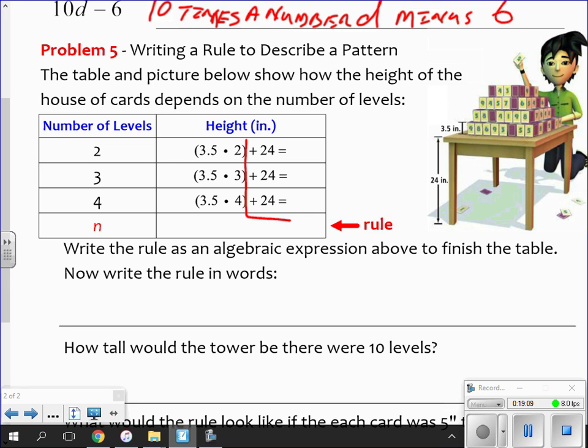Okay. Now, when you're building the house of cards, how tall is one level of cards? 3.5 inches. Okay. So if I have one level, I add 3.5. If it's 2, I add 3.5 and 3.5. If it's 3, I add 3.5 and 3.5, and so on. When you add the same number over and over again, what are you doing? You're multiplying by that number. So if I were to build 2 levels, that's what this is here: the height of the cards times how many levels I have. So if I build 2 levels, I go 3.5 times 2.